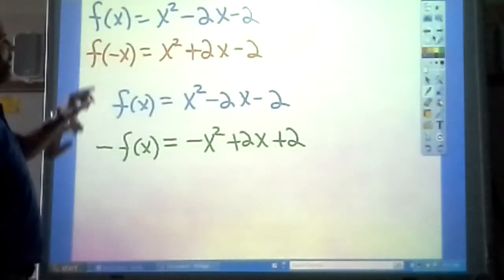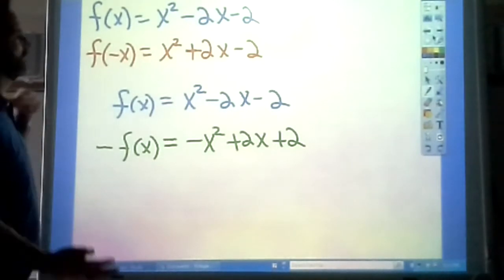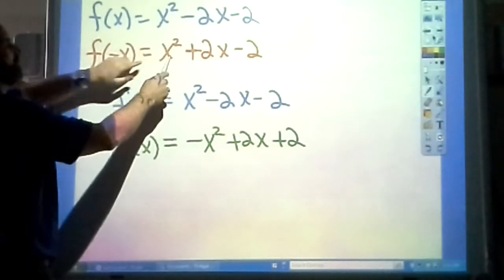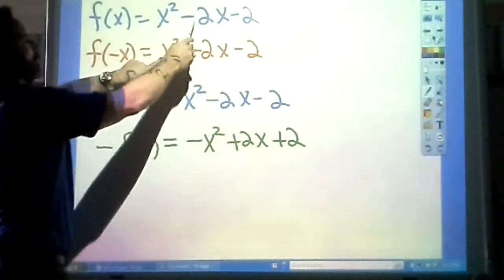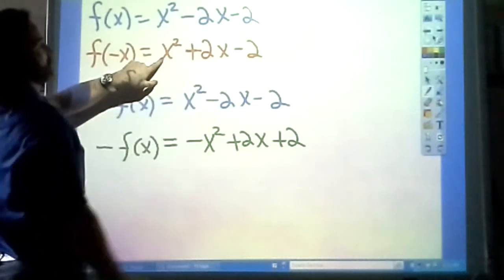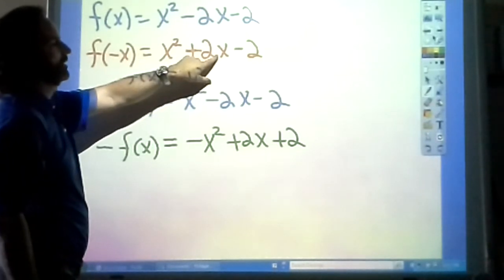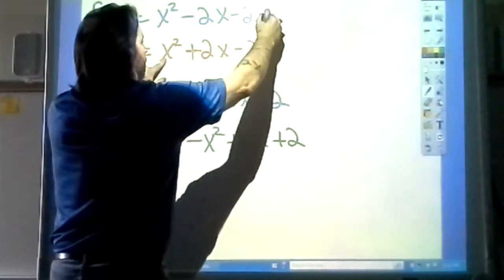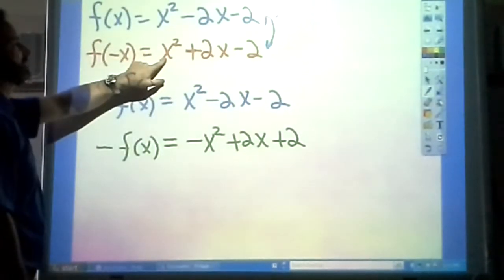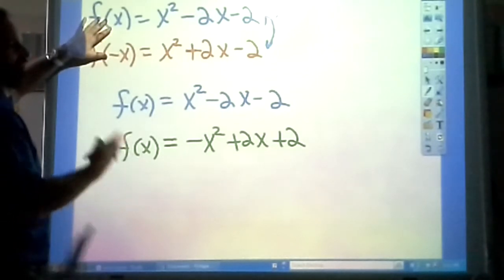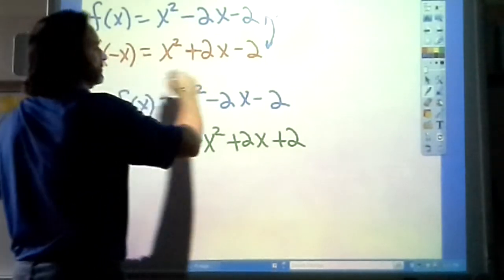Algebraically, here, I'm going to check for if it's even. I plug in f of negative x. Negative x squared is going to be x squared. A negative times a negative is going to be a positive, so it's going to be plus 2x. And then the minus 2. So notice, this is different. So it's not even. Remember, f of x and f of negative x need to equal each other if it's even, and it's not. So this is not even, okay?